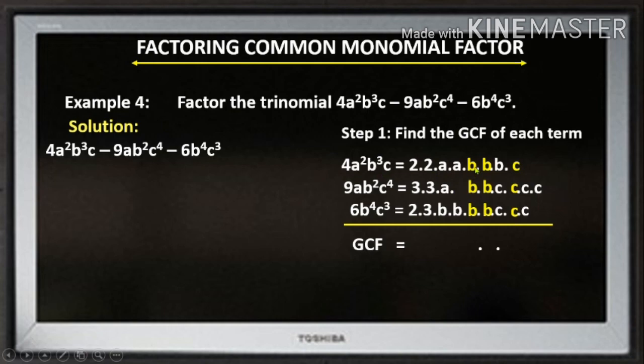But here b is a common factor of the 3 terms. Another b is a common factor, and c also, we have c here as a common factor of both terms. So the greatest common factor of our polynomial is equal to b squared c.